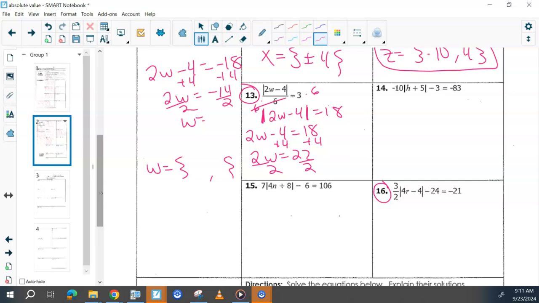So what are our two answers? One is 11, and the other is -7. Questions on that one before we do 16? What do we feel would be the first step in 16?